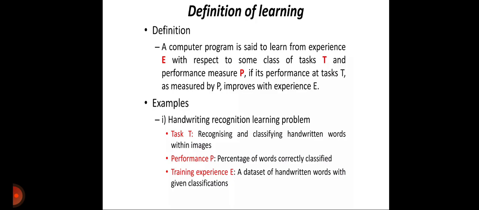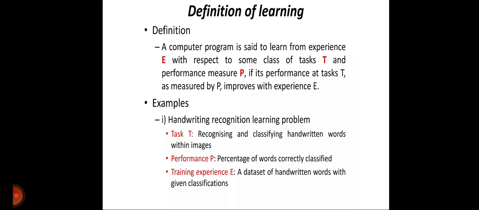A computer program is said to learn from experience E with respect to some class of tasks T and performance measure P, if its performance at task T, measured by P, improves with the experience E. This is known as learning.